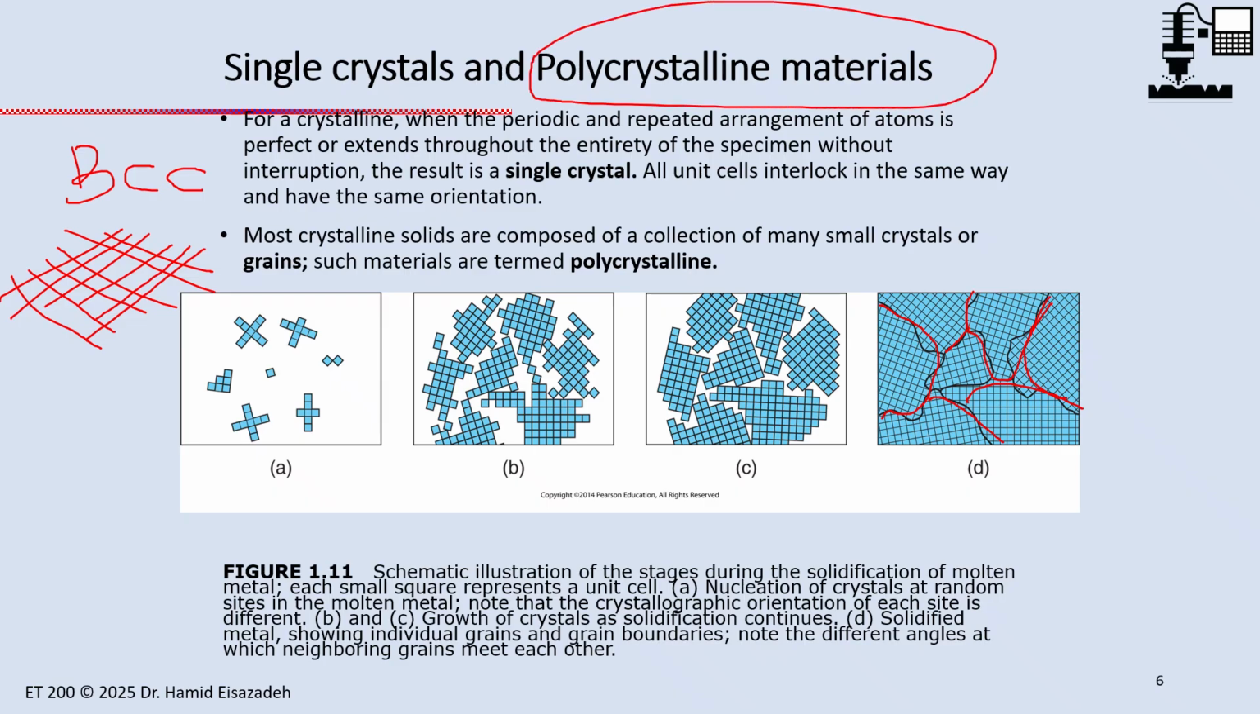Remember that a single crystal is anisotropic. It means it has mechanical properties that are different in different directions, so the properties are not similar in all directions. But polycrystalline materials normally have the same property in all directions. For example, in X, Y, Z, you see the same mechanical behavior.